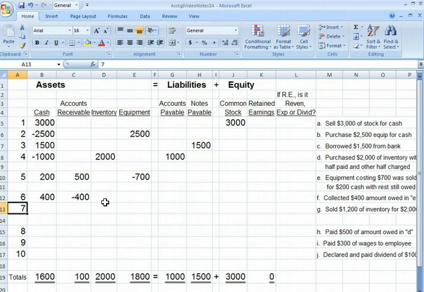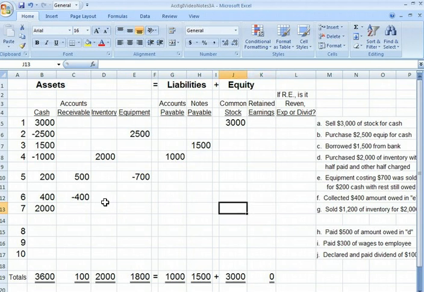Transaction number 7, let's assume we sold $1,200 worth of inventory for $2,000 in cash. First, let's look at the retail amount of this transaction. I do receive $2,000 in cash, so that makes cash go up. I received that $2,000 because I provided a good or a service, in this case a piece of merchandise, to the company. So who gets the claim, or who gets the $2,000 benefit? That would be the stockholders.